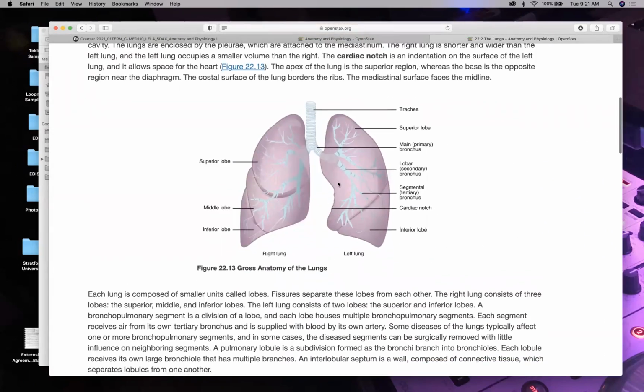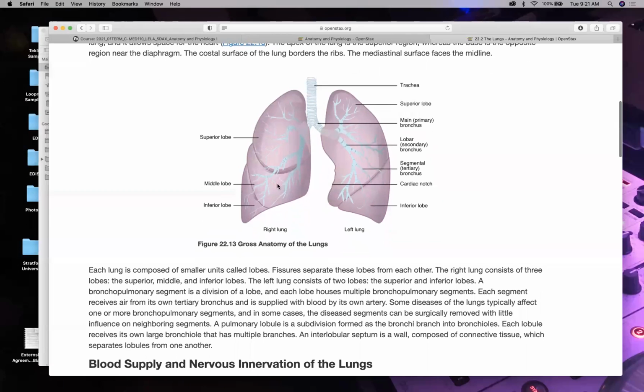So let's look at external structures. Of course, you see the trachea, and this is the right lung. This is your left lung. You'll notice your left lung only has two lobes. You have an upper lobe and a lower lobe. And it has a cardiac notch because this is where your heart would sit, because your heart sits more towards the left side of your thoracic cage. Now, your right lung has a superior lobe, middle lobe, and inferior lobe.